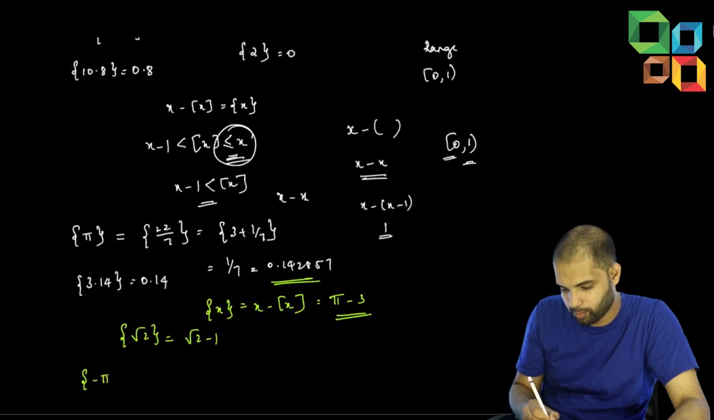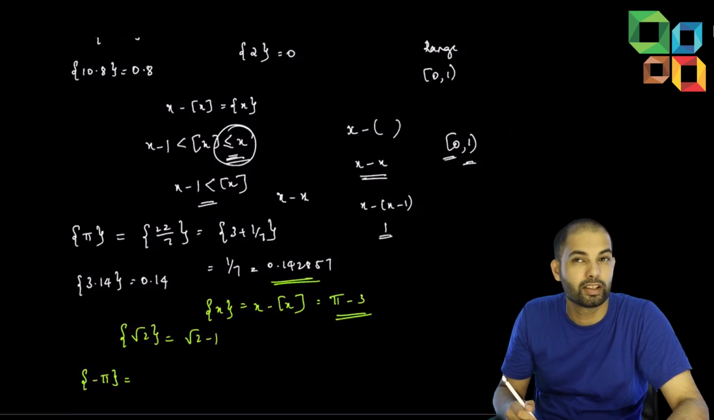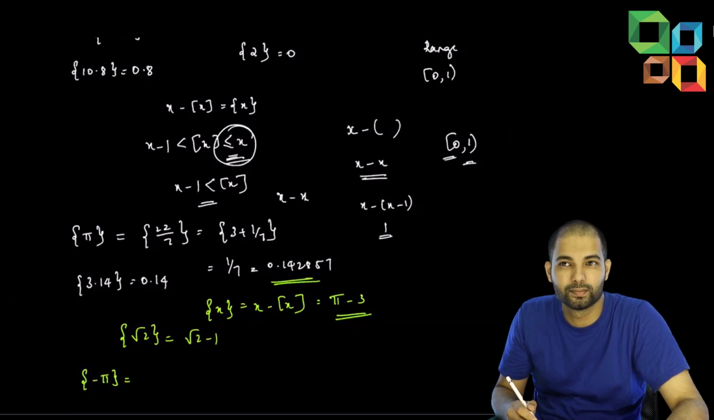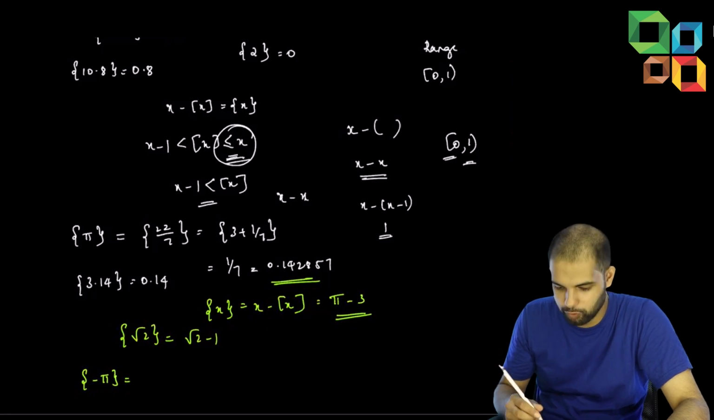Now, what about the fractional part of minus pi? Fractional part of minus pi. 1 minus pi minus 3. Can you write it in a better way? 4 minus pi. Yes, 4 minus pi, right? So we didn't add those two numbers. That's all. 4 minus pi.